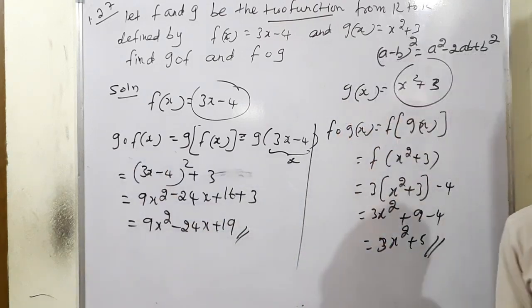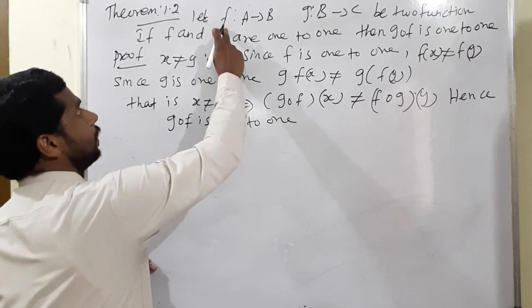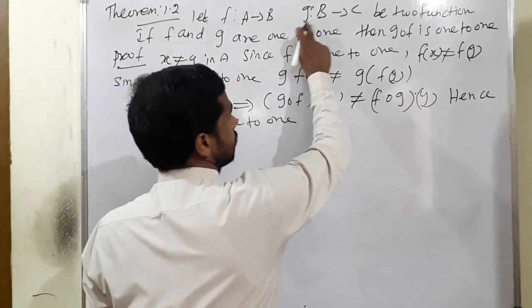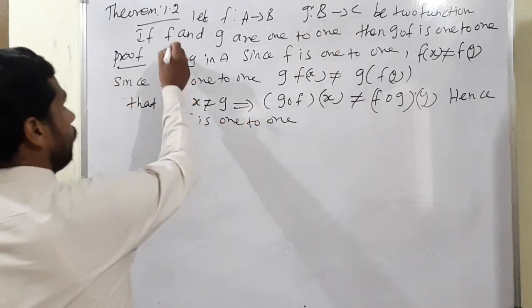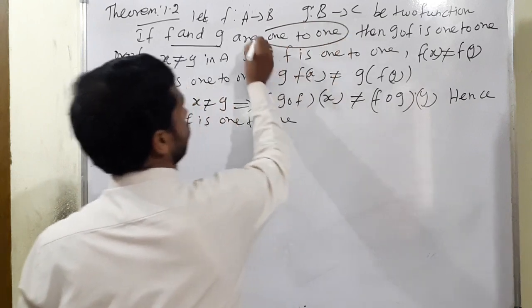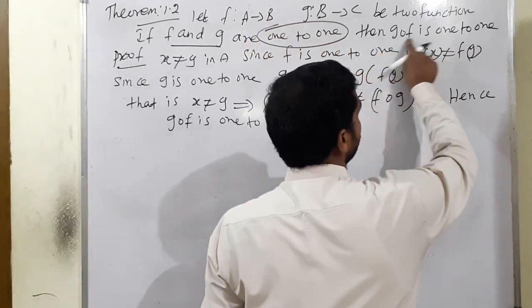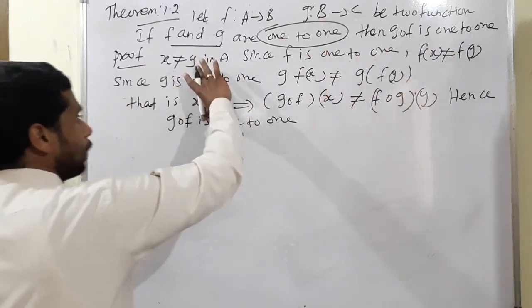Okay, I will continue the next question. Theorem 1.2: let f from A to B, and at the same time g from B to C, be two functions. If f and g are 1 to 1, then we have to prove g dot f is 1 to 1. That is the condition. Here some conditions are there.